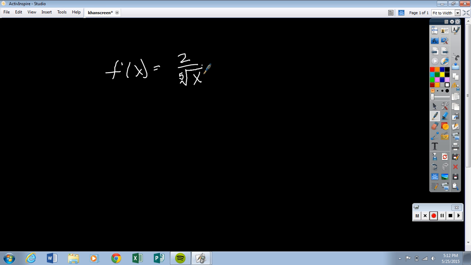So if this is our function and we're asked to find f prime, then you're going to want to do your rewrite first. Two things are going to happen. I'm going to think of this as x to the 1/5, but it's in the denominator. The 2 is in the numerator, so it just stays here. When I bring the x up to the numerator, it'll be x to the -1/5. And that right there is just the rewrite. And now we can use our power rule.